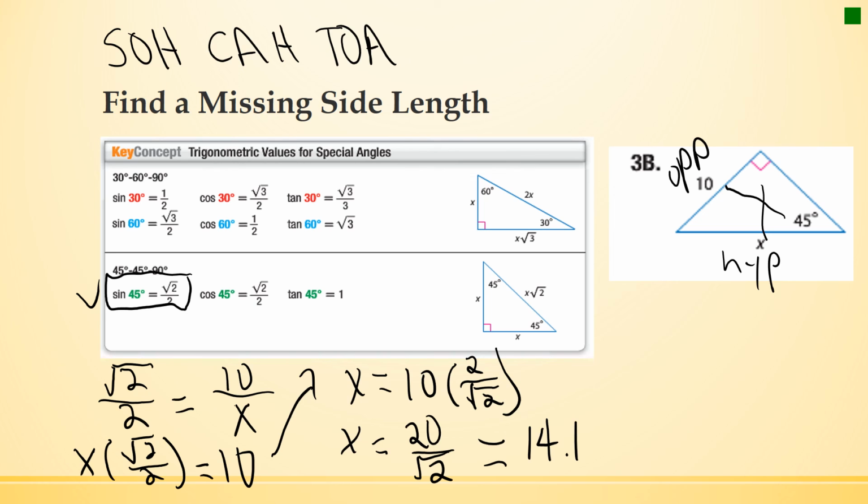And again, as I said, in the next set of examples, we're going to take acute angle measures that are not 30, 60, or 45, and we're going to use our calculator to solve for those. And we'll demonstrate that in just not too long.